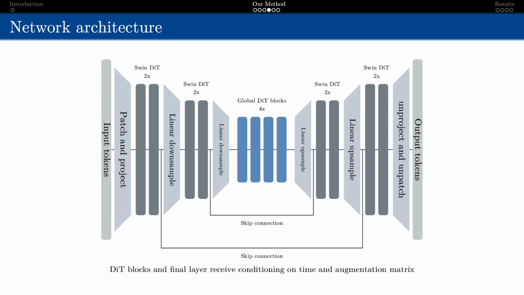Here we can see our final architecture. The architecture was first introduced by Crowson et al. and follows a U-Net-like pattern with skip connections. Instead of convolutions, the entire architecture consists of transformer blocks. As a base, we use the block of a diffusion transformer, utilizing adaptive layer normalization with zero initialization. We use 2 stages of local attention with 2 blocks each. In the middle stages, we use 4 global attention blocks.